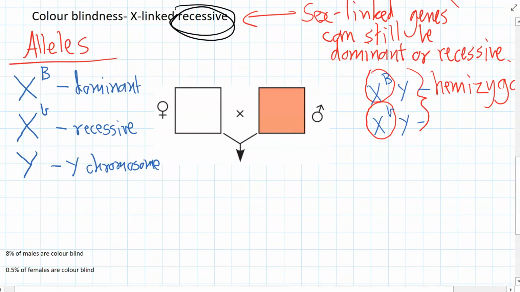Okay, so let's practice doing a Punnett square to show how some of these sex-linked genes can actually be inherited. So in the first example here, we've got a female, and she is going to be homozygous normal sight. So she has X big B, X big B. And she's going to be having children with a male who is colorblind. So he has the colorblind allele and a Y. So he doesn't need two copies because the only allele he has is the colorblind one.